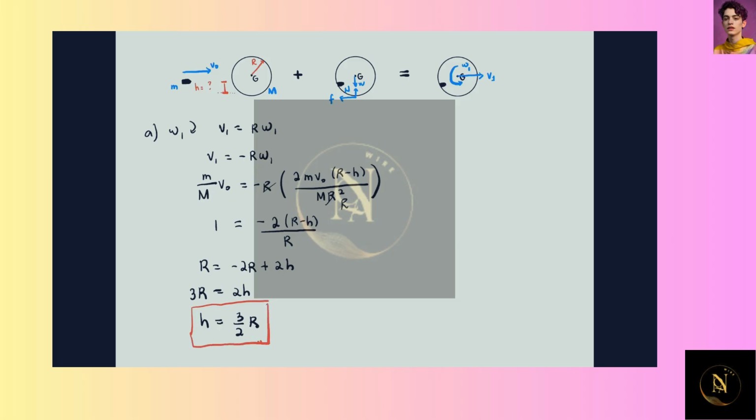Now, for part B, the condition is that the disk slides without rotating. If that's the case, our omega is 0. So our equation for omega would be 0 equals 2 m v sub o times r minus h all over M r squared. This results in h equals r. So the height h is equal to the radius.